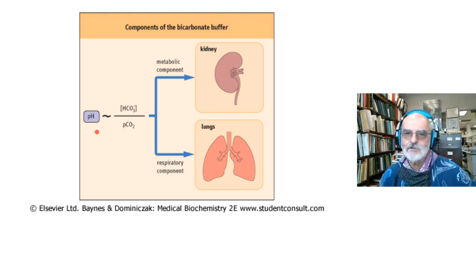Henderson-Hasselbalch shows you that the pH is proportional to the logarithm of the bicarb over the CO2. The metabolic component, which is the bicarb, is controlled by the kidney. The respiratory component is the PCO2, which is controlled by the lungs. So, which is it? Are the lungs acting? Are the kidneys acting? Are they both acting?